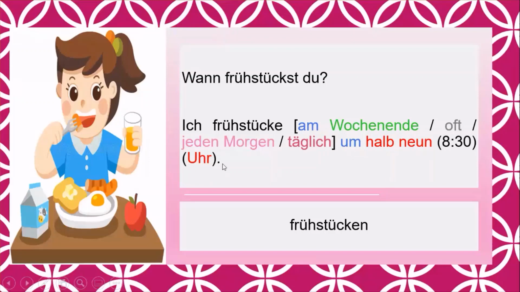Uhr can be added or it can be left out, assuming that it is the time that you're mentioning, which is obvious whenever the preposition is used and a number comes after it. So these adverbs or words like the days of the week can come before the time, or simply you can just say ich frühstücke 8:30.